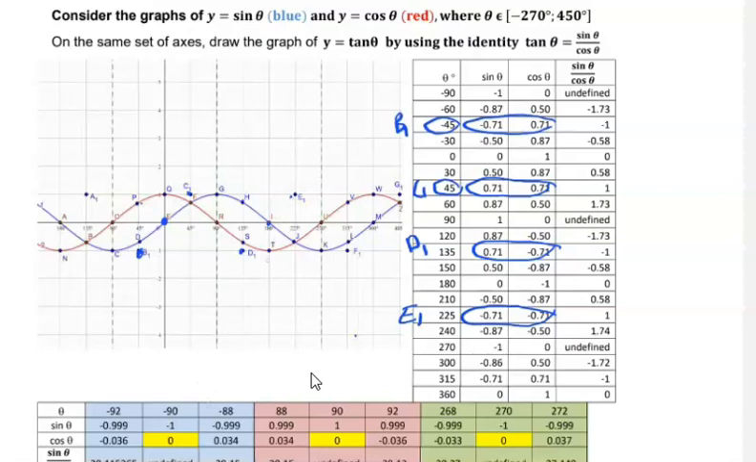Okay, so let us look at other values. Let us look at 90 degrees. Sine of 90 degrees is 1 and cos is 0, so we're dividing by 0. So let us look where cos is 0. If we look just before cos of 90 degrees, we get 88 degrees. If we look at the values for sine and cos there, and we divide, we get plus 29,5.